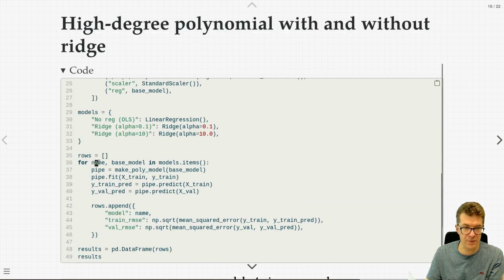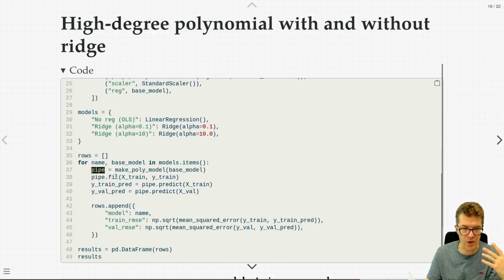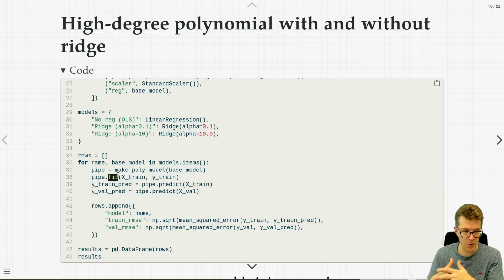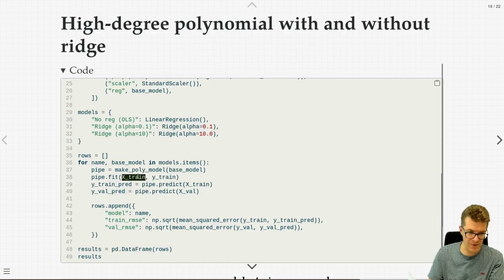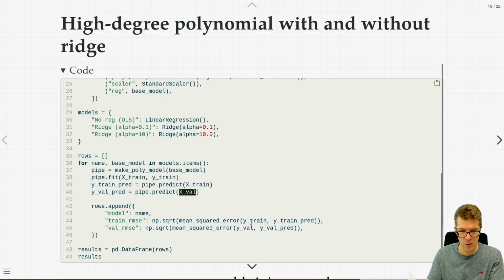And then basically for each of our types of model, we will get our pipeline from the function defined starting on line 22. We'll fit it because all of these objects, thanks to sklearn, implement the same function fit, given the training inputs, given the training outputs. And then we'll make our predictions, in this case, on both X train and X validation, the validation set. And we will report on how well we do on the training and on validation.